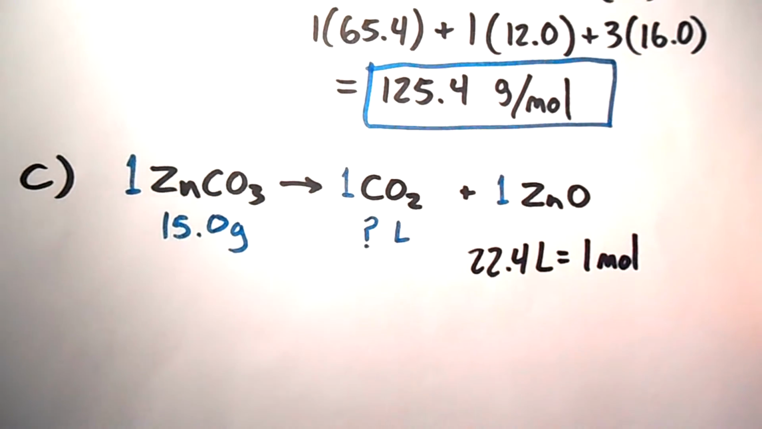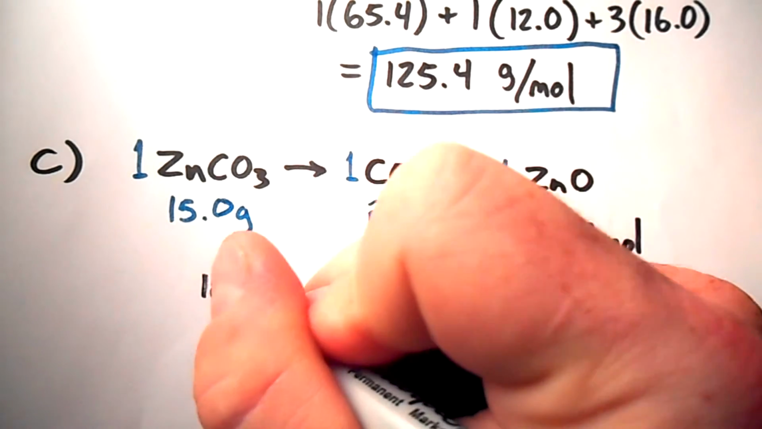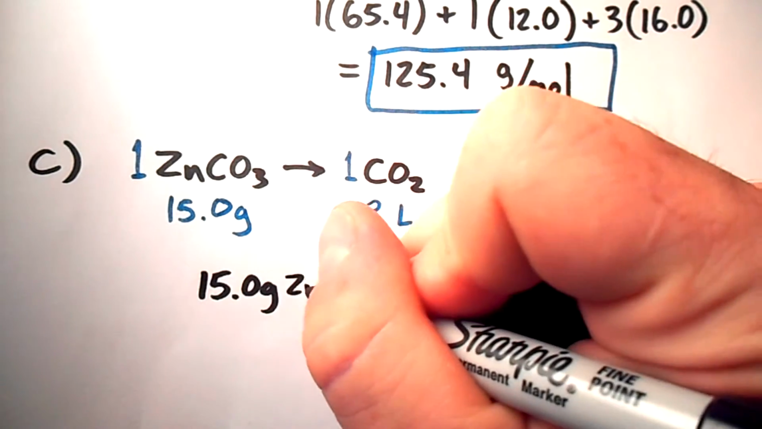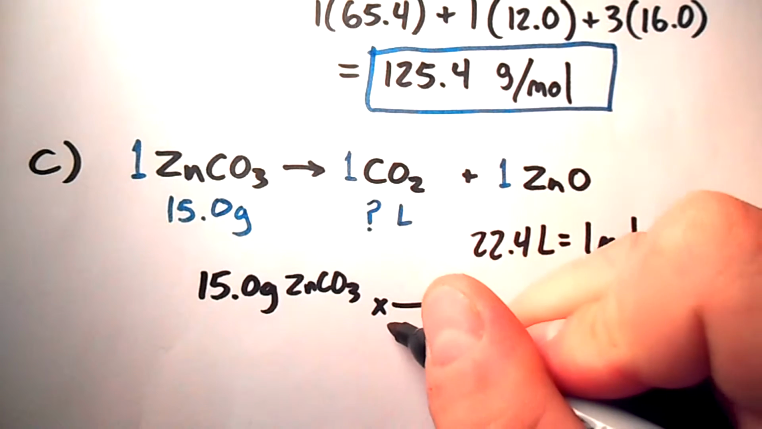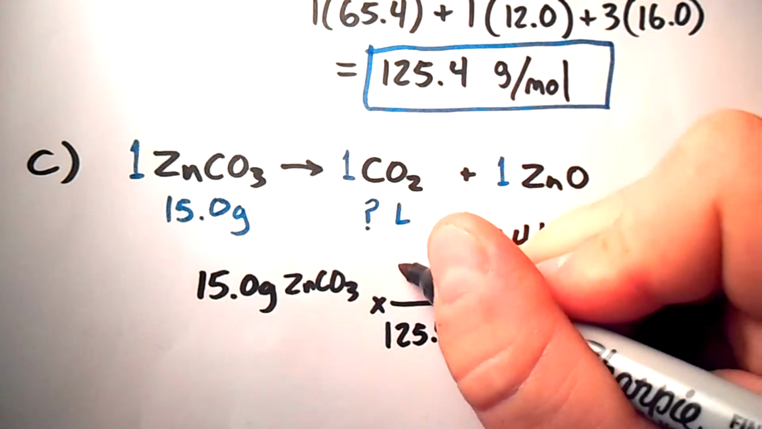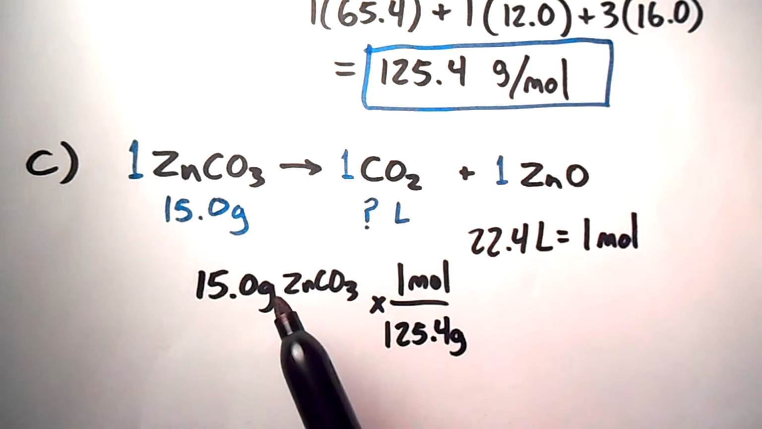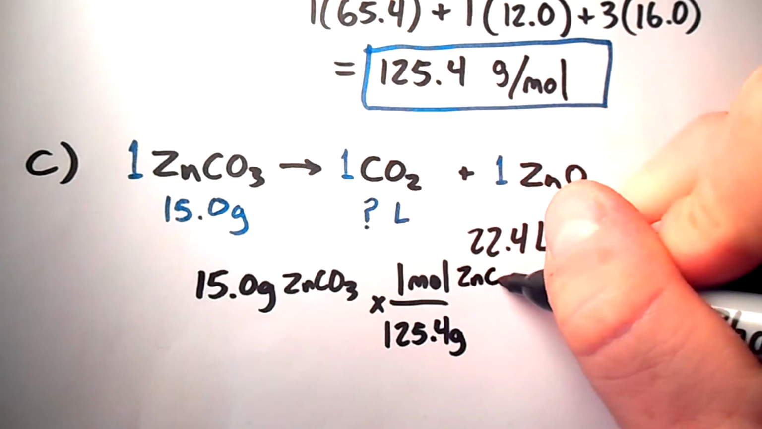Hopefully you do remember how to do this, and later on in the course we will go through this a little bit more thoroughly, but we've got 15.0 grams of your zinc carbonate. We're going to convert that by dividing by its molar mass, 125.4 grams for every 1 mole. Notice molar mass is a conversion factor, and so with dimensional analysis we can see grams and grams are going to cancel. If we stopped right here, we would be at moles of zinc carbonate.